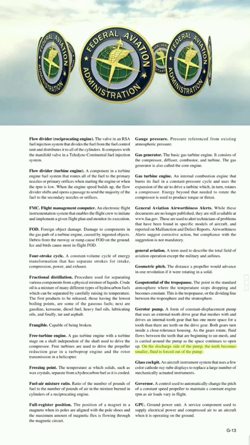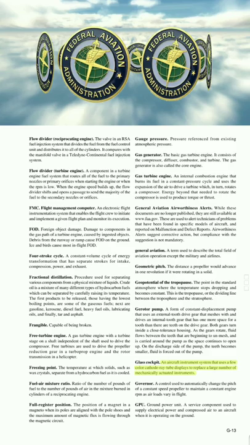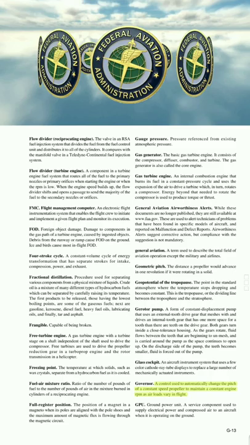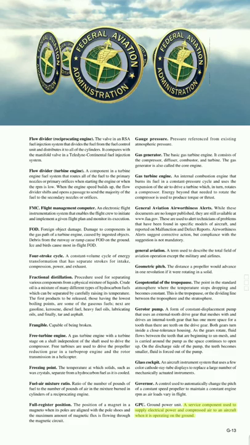Glass cockpit. An aircraft instrument system that uses a few color cathode ray tube displays to replace a large number of mechanically actuated instruments. Governor. A control used to automatically change the pitch of a constant speed propeller to maintain a constant engine RPM as air loads vary in flight. GPU. Ground power unit. A service component used to supply electrical power and compressed air to an aircraft when it is operating on the ground.